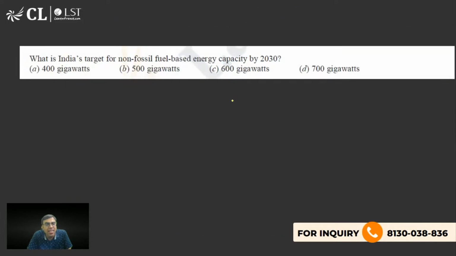The next is: what is India's target of non-fossil fuel based energy capacity by 2030? What you are thinking of on the Chenab is the highest railway bridge, highest in height. That's different, and that is a railway bridge. So basically it was not 400. Now the current target is 500 gigawatt.